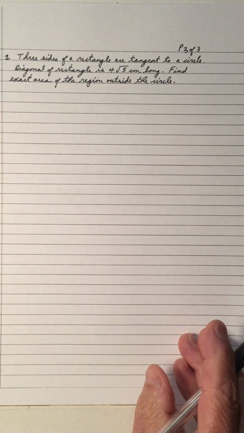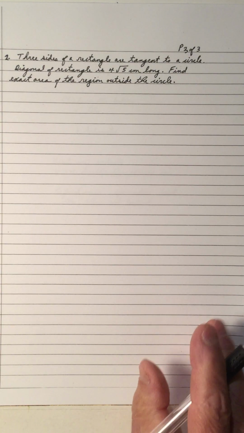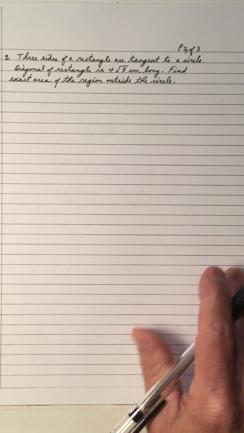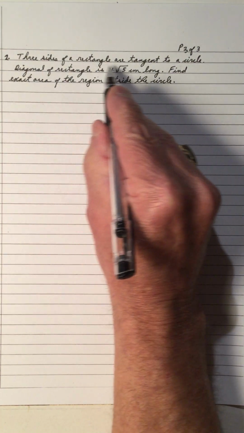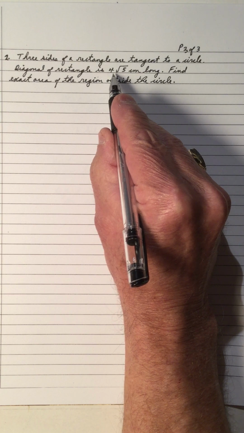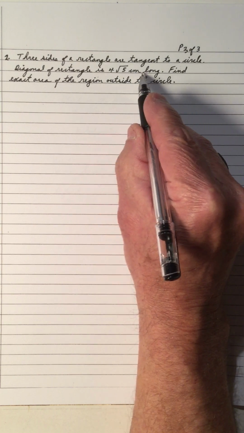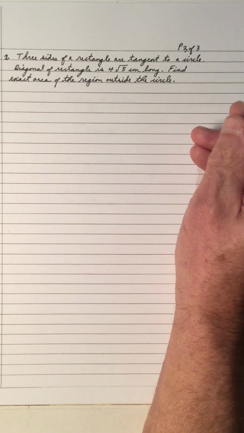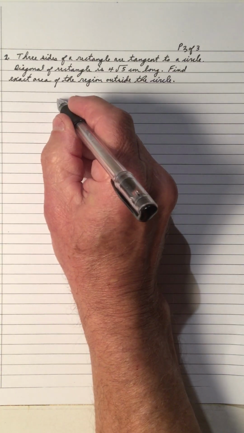Okay, let's have a look at another one. Again, the more problems you do, the better you get, the more you can think. 3 sides of a rectangle are tangent to a circle. The diagonal of the rectangle is 4 root 5 long. Find the exact area of the region outside the circle. So you've got to draw your diagram.